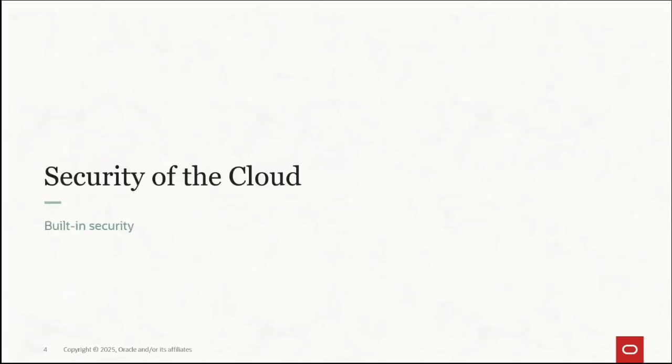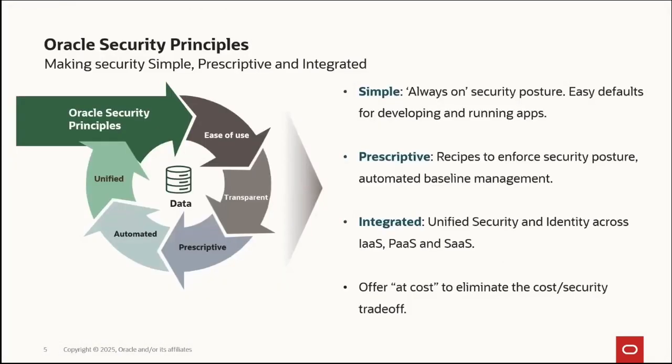Okay, let's get started and we will first talk about security of the cloud. We are starting with Oracle security principles here. So what does Oracle strive to accomplish for customers when it comes to making security easier? We focus on 5 things. First one being ease of use. So this is highly prioritized.